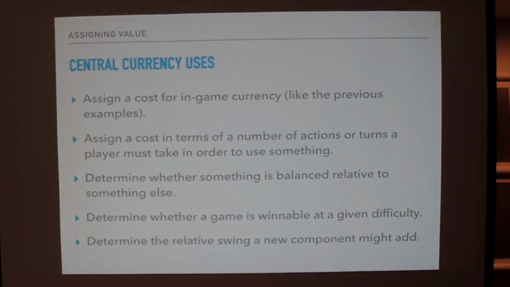Whether it's winnable at a given difficulty, and also the relative swing that a new component could add for your game. So you've been balancing your game. You've got this game and it's playable and it's fun. Now I want to throw an expansion in, right? And how does that expansion fit into the overall game? How is it going to swing things? Or I add a new character that has this special power. How is that going to fit? By having this central currency model, you can see how those changes are going to affect your game.